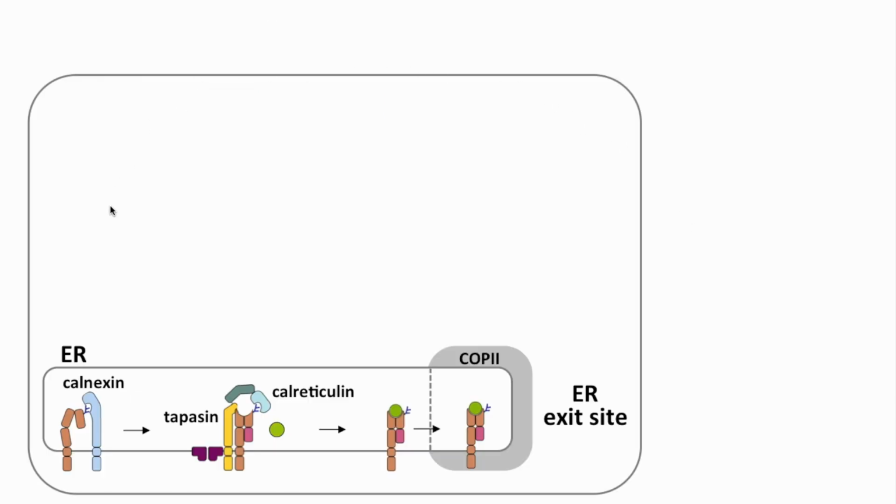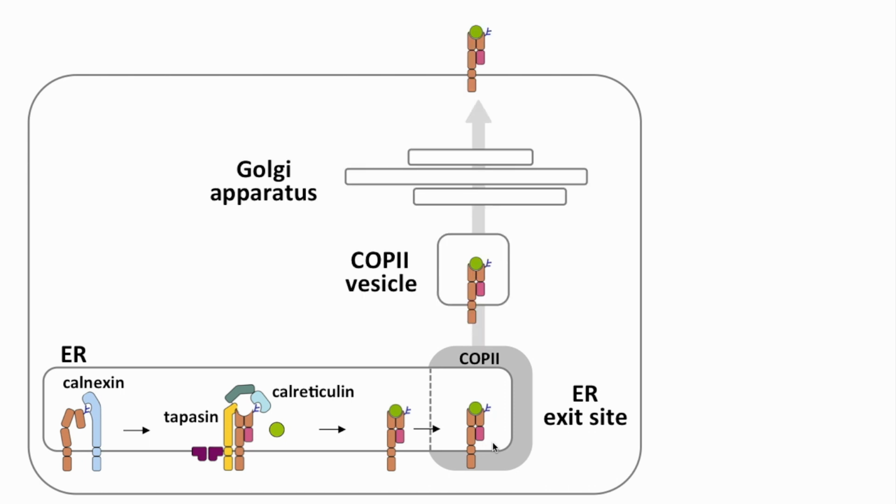MHC class 1 proteins are assembled inside the cell in the endoplasmic reticulum, or ER, with the help of multiple ER chaperones, for example calnexin, tapasin, or calreticulum. During the assembly process, the heavy chain binds to the beta-2M subunit and the peptide, and only then the fully assembled trimeric complex will traffic in the ER to the ER exit site and then follow the secretory pathway to the cell surface.